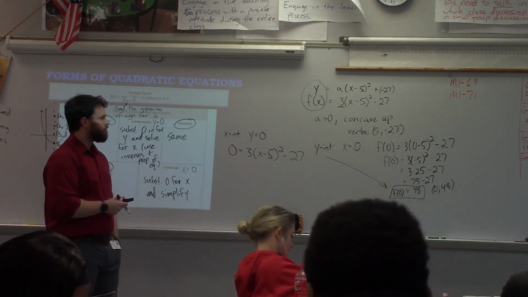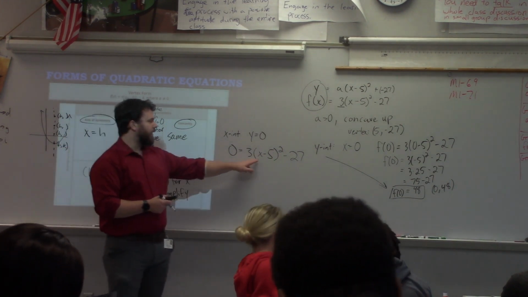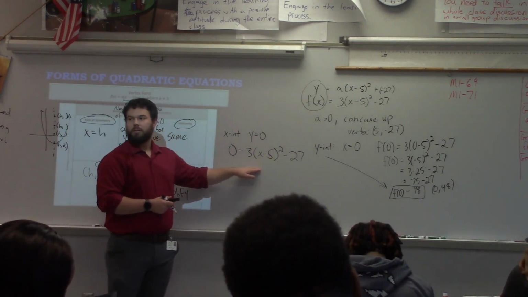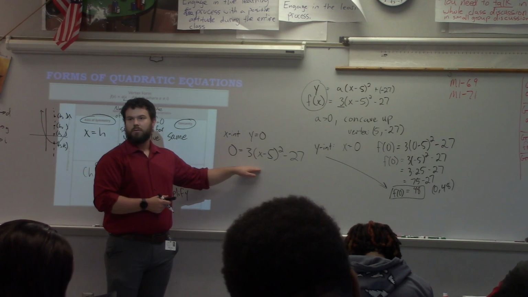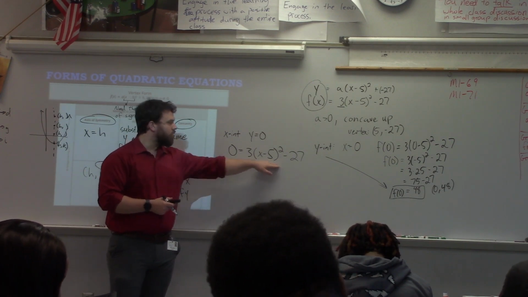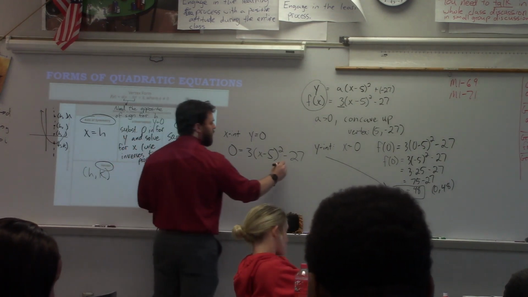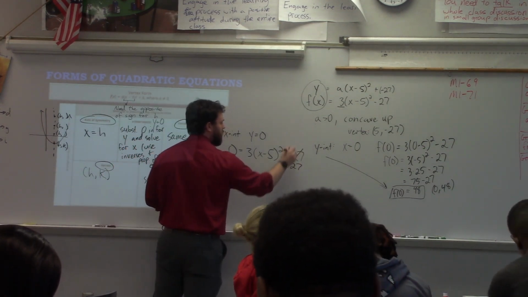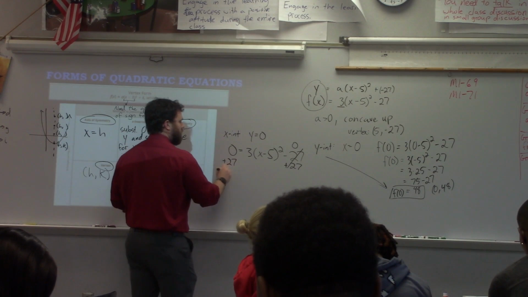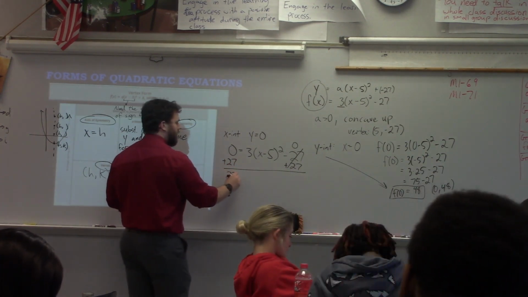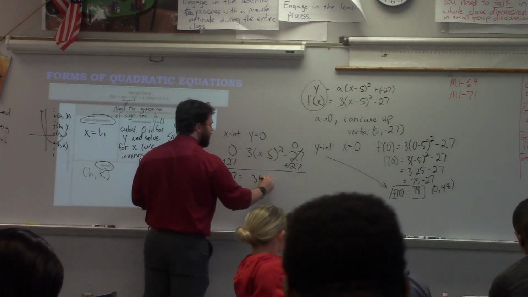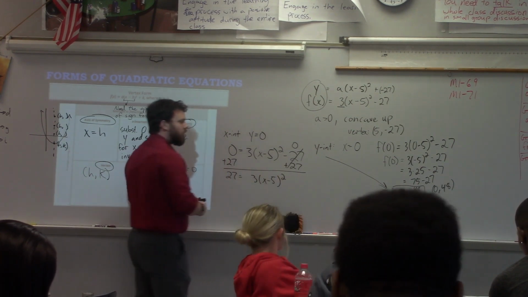Okay. Notice how there's a variable with the numbers. This is when you would have to solve. When the variable is with those numbers, I need to isolate that variable using my inverses, something we have practiced. So 27 is equal to 3 times x minus 5 squared.